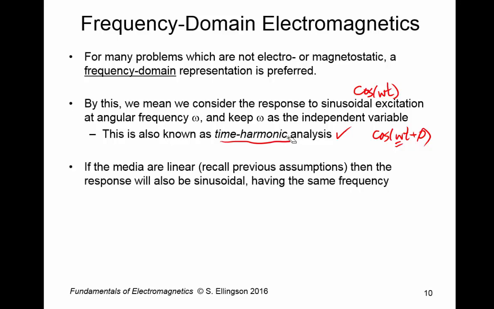If the media, that is, if the materials are linear, recall the previous assumptions that go into this, then the response will also be sinusoidal. This is a property of any linear system, not just in electromagnetics. If the system is linear and the excitation is sinusoidal, then we know that the response will also be sinusoidal. So this is a very powerful idea. We know in advance that just as long as the system is linear, if all the sources are sinusoidal, then whatever response we get out of it will also be sinusoidal, and it will be at the same frequency. So this is a tremendous help in doing analysis.